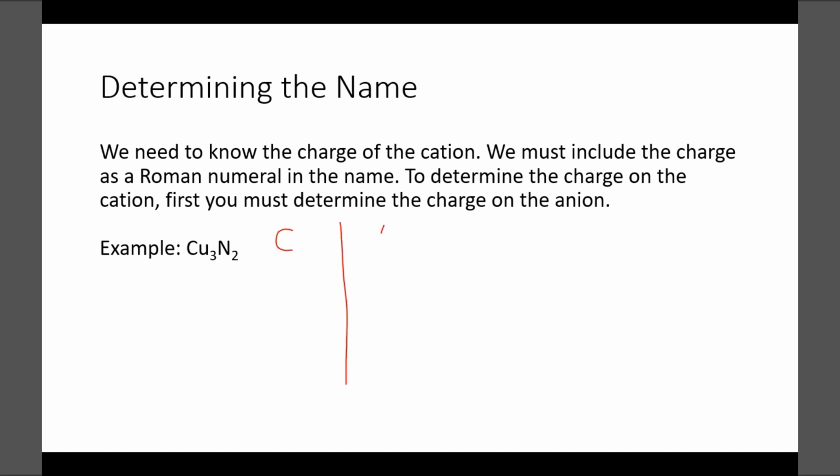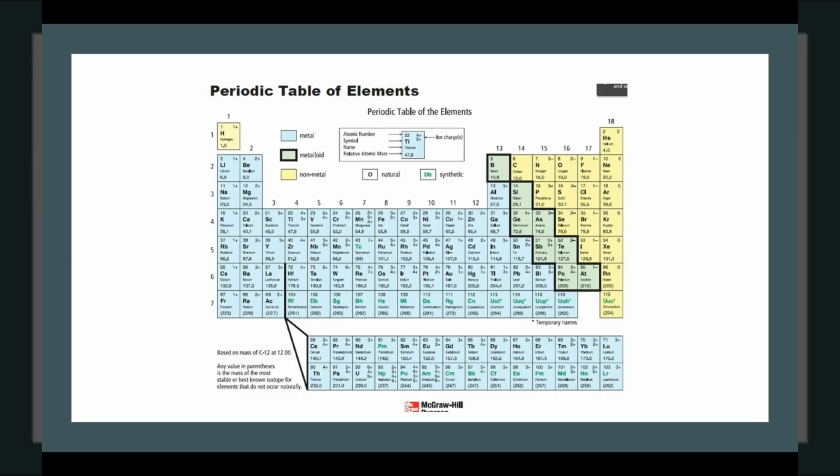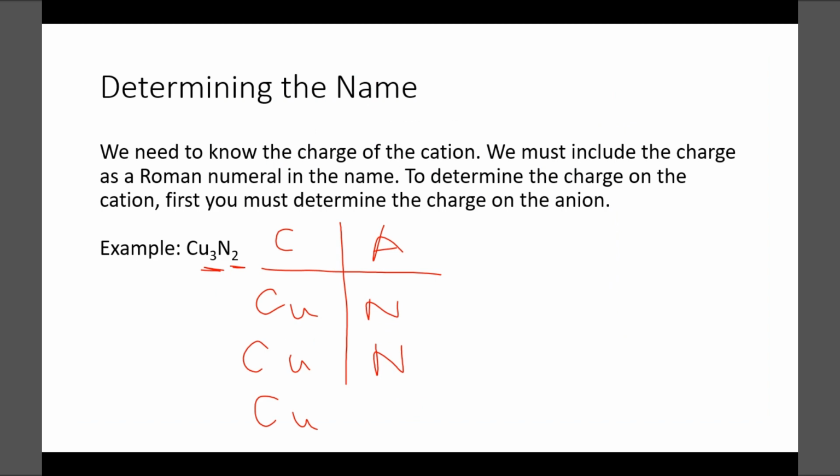In this case, our cation is our metal. Our cation is always the metal. And in this case, it's copper. And I want you to notice that we have 3 coppers because we have that subscript 3 that indicates that we have 3 copper ions. Then our anion will be nitrogen, and we have 2 nitrogens because we have that subscript 2. If we look at the periodic table, we know that nitrogen is not multivalent. It always has a charge of -3, always. And so I can put that in. I know that my nitrogen has a -3 charge.